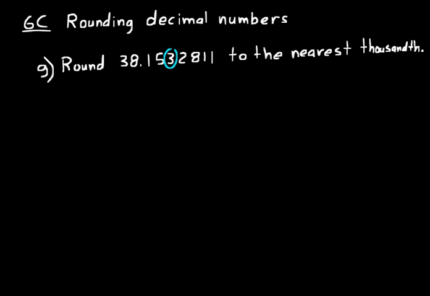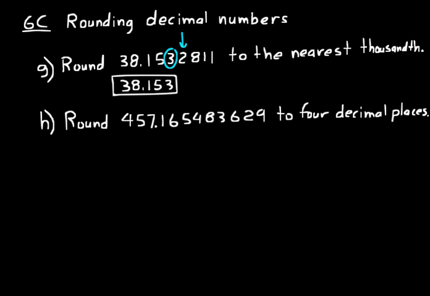So you circle the 3 and you put an arrow over the next digit after it. If that digit is 5 or greater, then you round the 3 up. If it's less than 5, then you leave the 3 alone. And it's less than 5, it's a 2. So we would write this out, 38.153. And that's the answer.